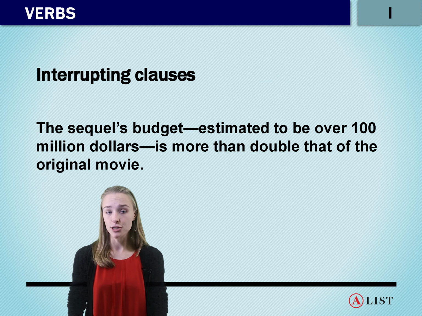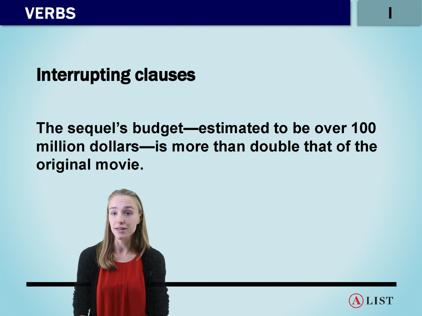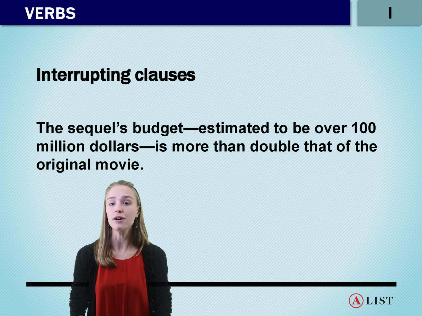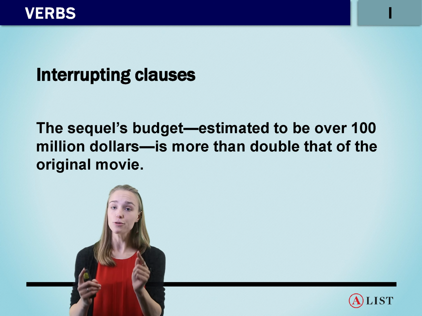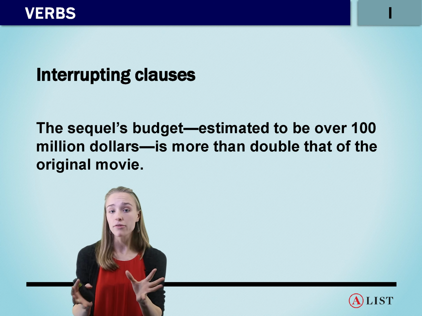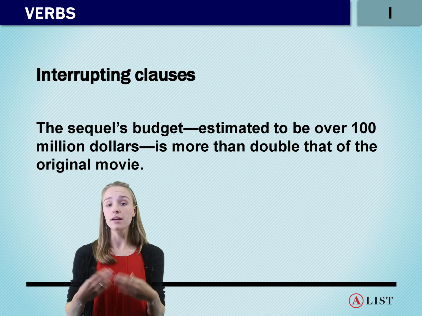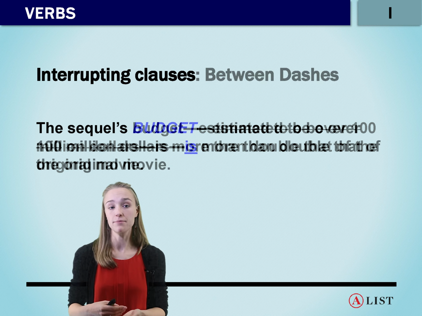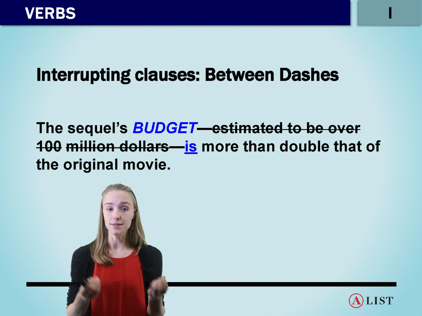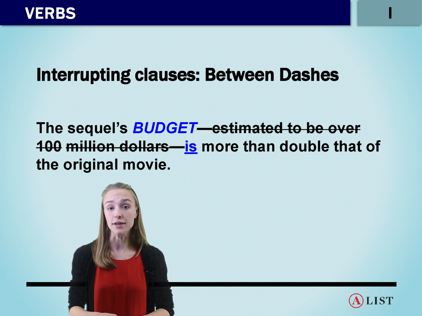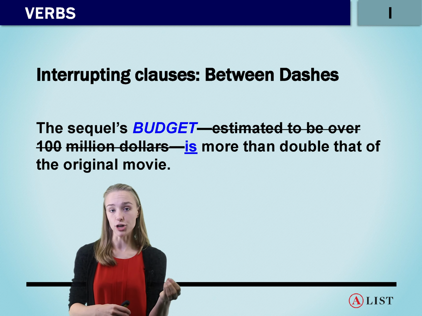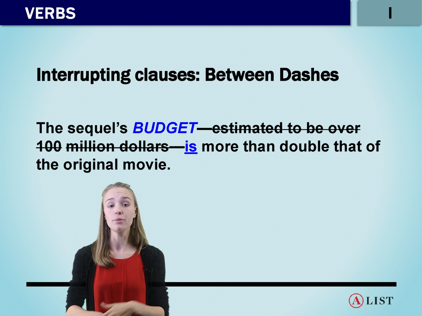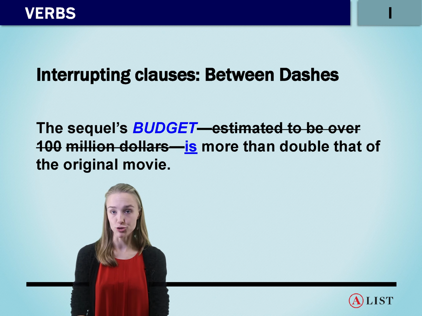So the sequel's budget, estimated to be over $100 million, is more than double that of the original movie. Once again, we have punctuation that helps pinpoint our core sentence. Those two dashes bracket off information that's additional, and we can find our subject and verb around it. The sequel's budget is more than double that of the original movie. In this case, again, we have a budget, which is a singular subject, and we need to make sure that our verb, is, agrees with our singular subject.